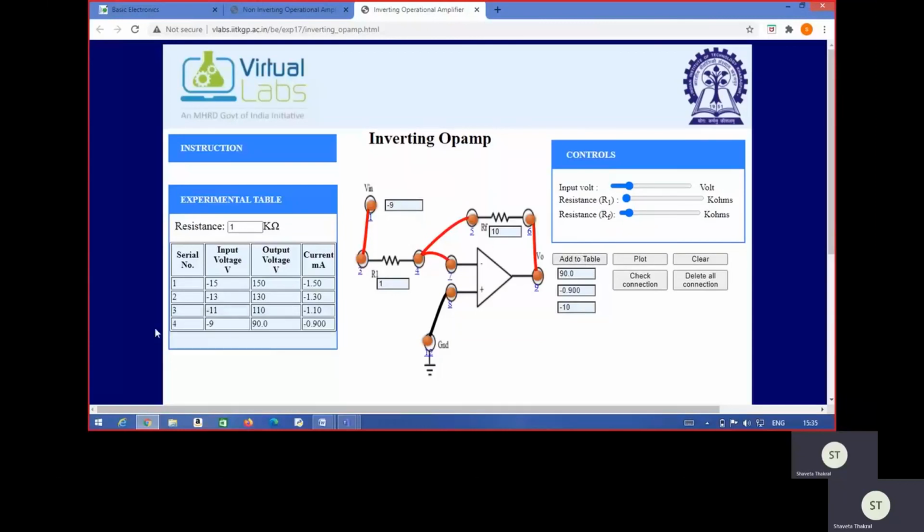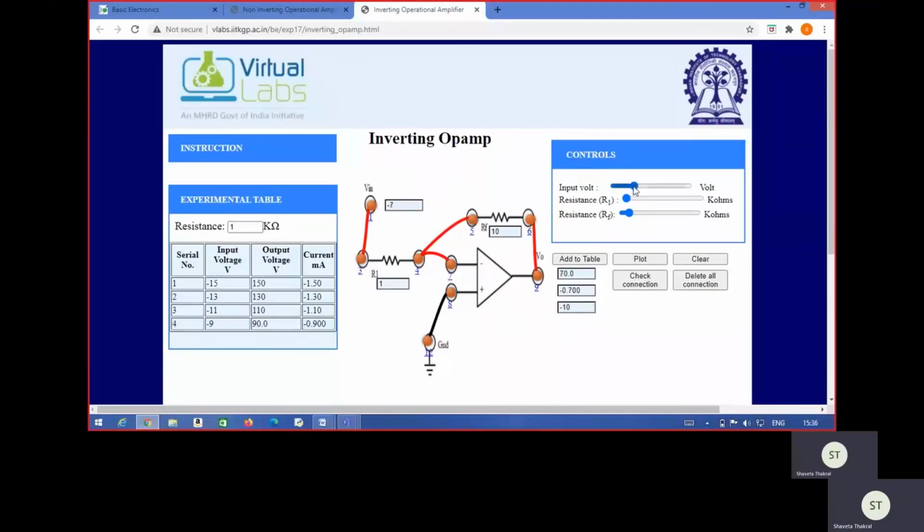And we can see here the voltage gain coming is constant because in the voltage gain formula R1 is fixed, RF is fixed, so voltage gain is minus of RF divided by R1, that is minus 10. So we can see here the input voltage is multiplied by minus 10 and that is coming here on the output side. So again we can vary the value of input voltage in steps of 2.